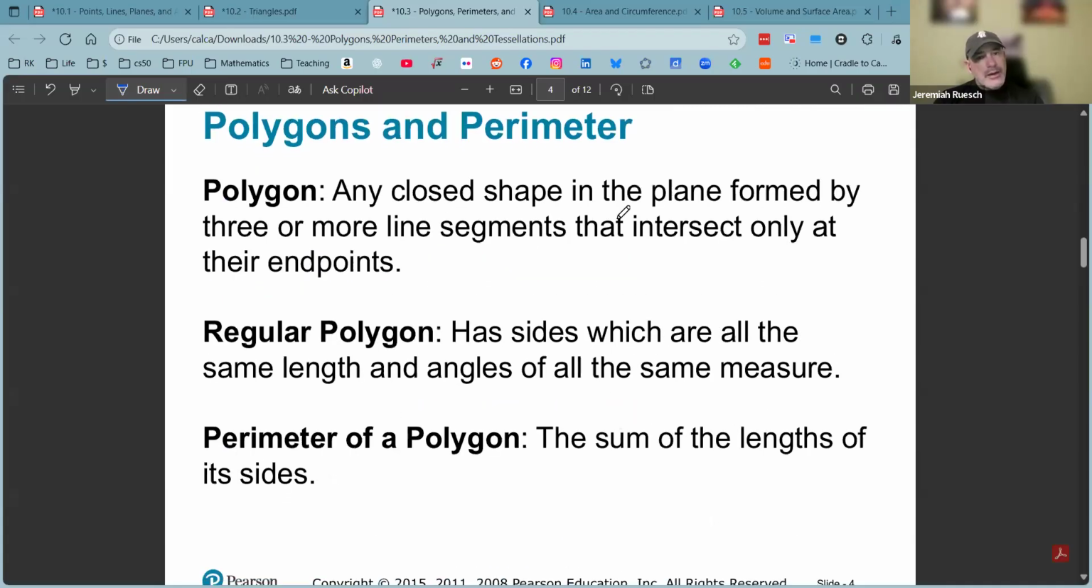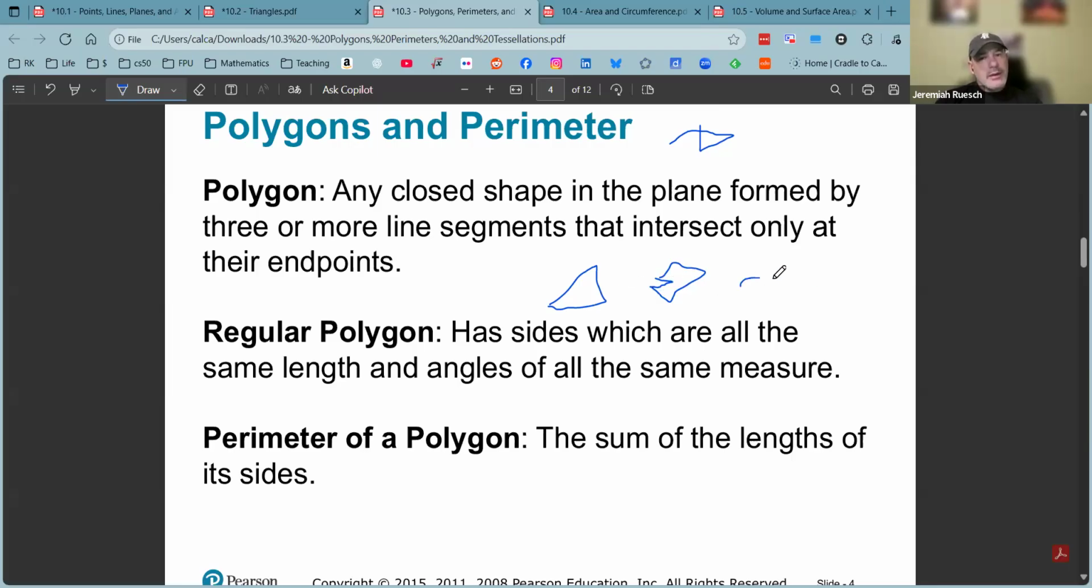Polygons and perimeters. So a polygon is any closed planar shape formed by 3 or more line segments that intersect only at their endpoints. So this is not a polygon, even though it has 3 sides and it is enclosed, because I've extended beyond here. That's not a polygon. Whereas if I were to draw that, that's a triangle, which is a polygon. This has 1, 2, 3, 4, 5 sides. Okay, so it's a 5-sided polygon.